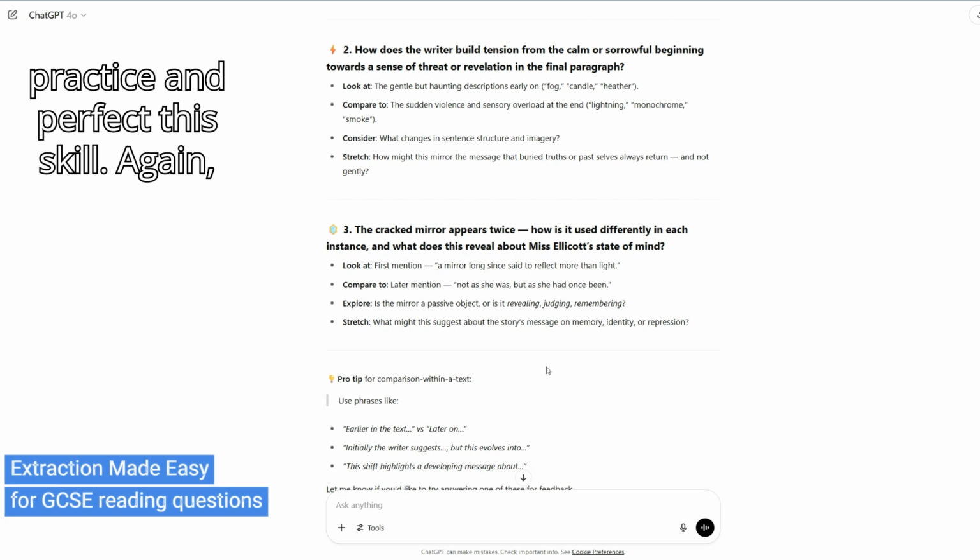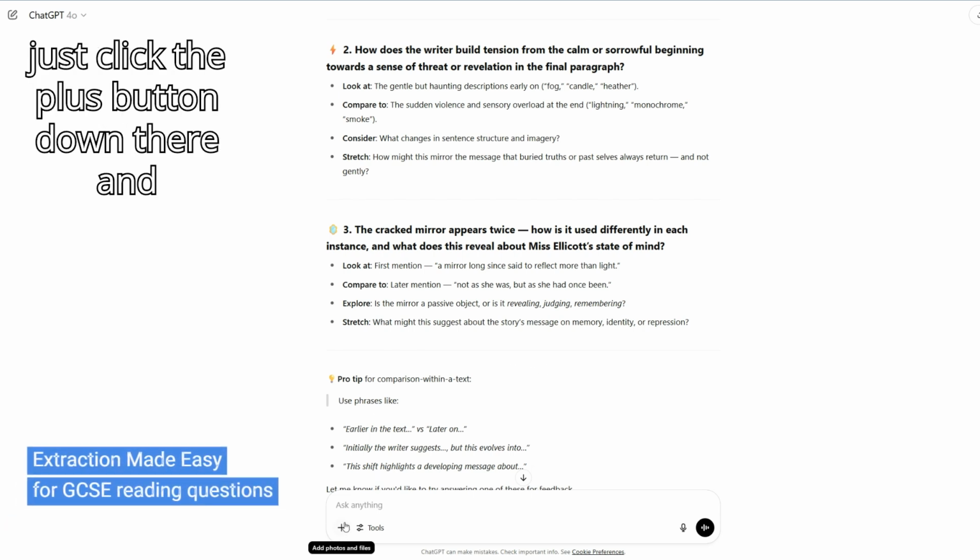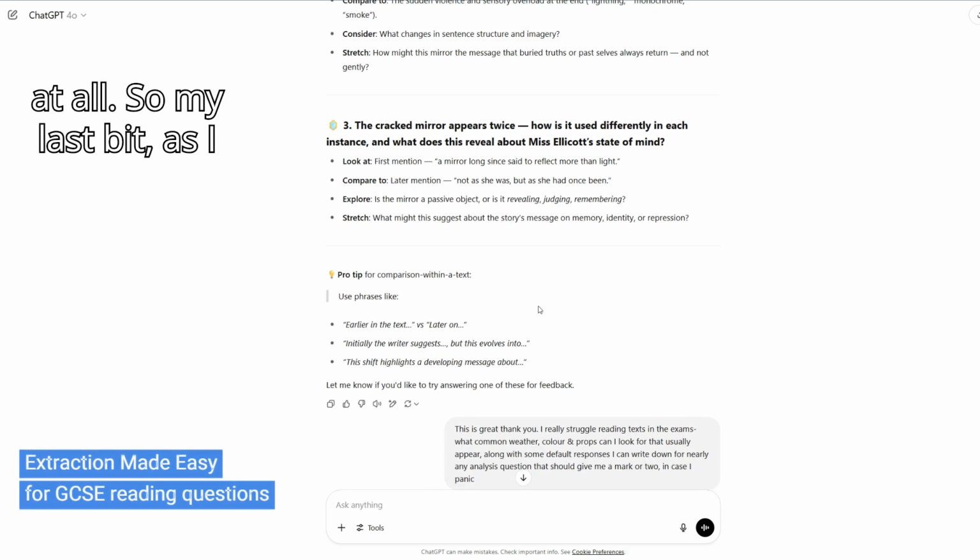Again, if you've already got an extract, you can just click the plus button down there and just take a picture of the extract and upload it, and it will do exactly this for an extract you have. So you don't have to rely on it making you an extract at all.